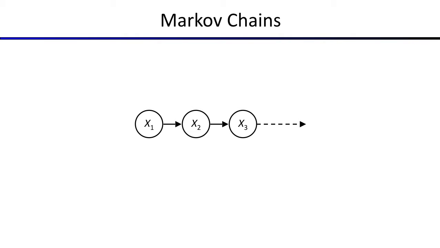In particular, if I observe what's going on in the world at some time t, then an observation at time t makes the past from t independent of the future from t. So once I know what happened at time t, I don't care about anything that happened before it, because everything that I care about in history is contained in that one observation.